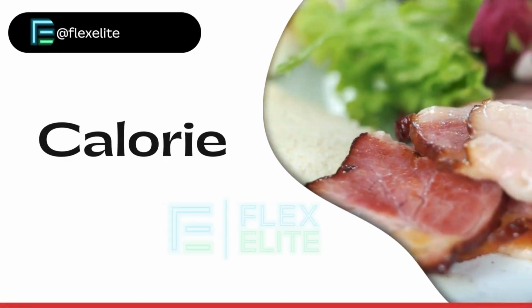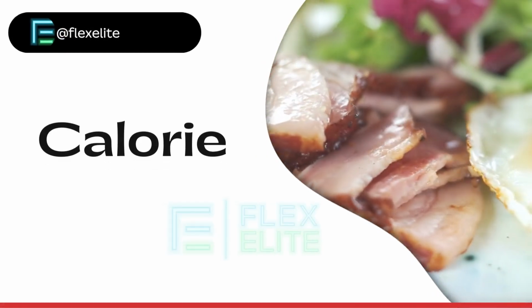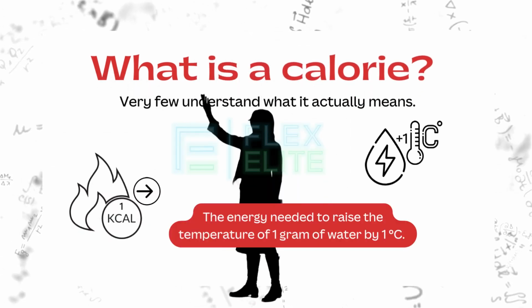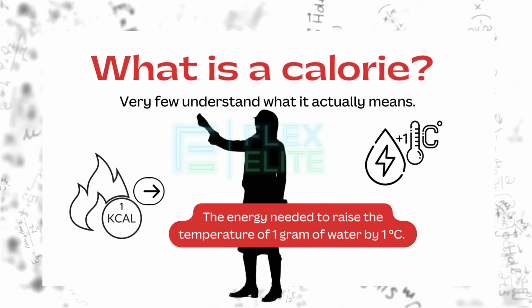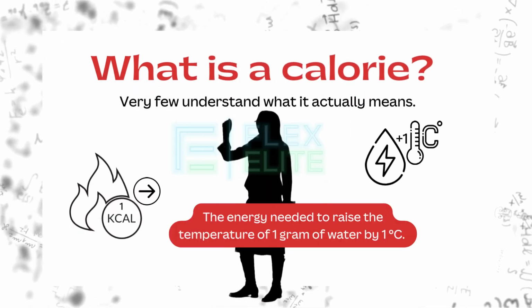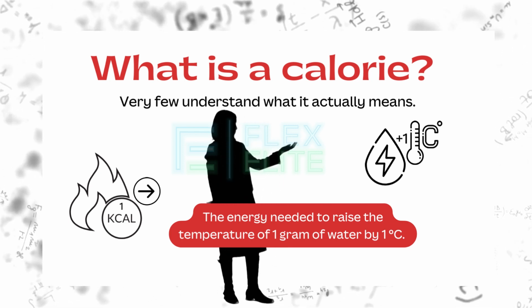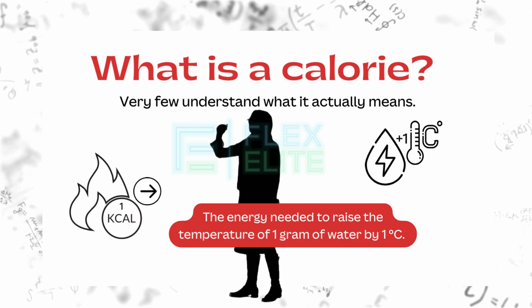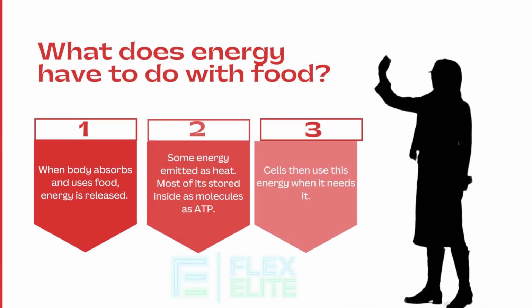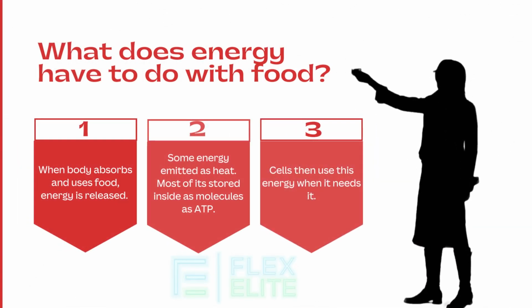Calorie is probably the most used term in nutrition science, but very few understand what it actually means. Calorie is actually a physics term, and 1 calorie is defined as the energy needed to raise the temperature of 1 gram of water through 1 degree Celsius. But what does energy have to do with food?